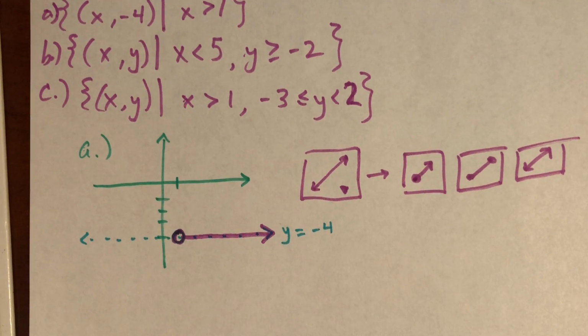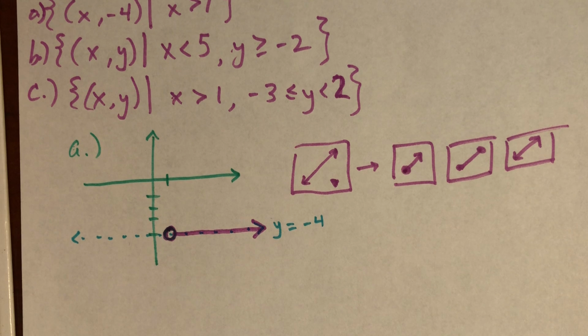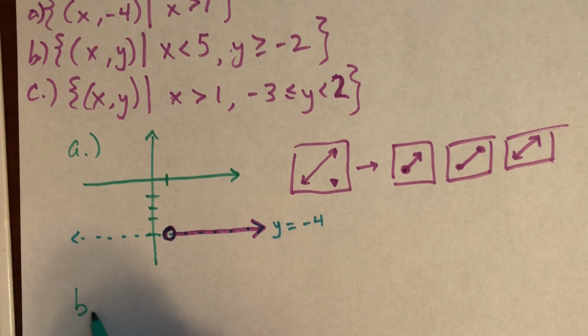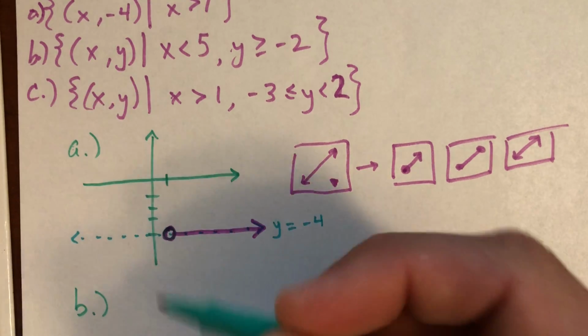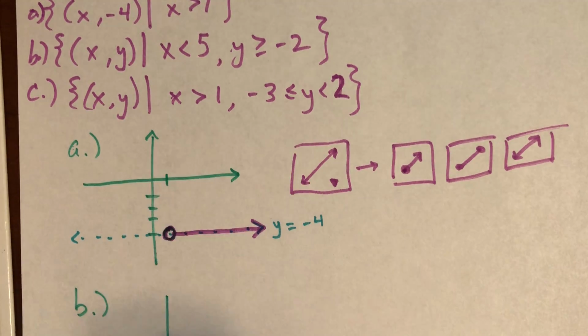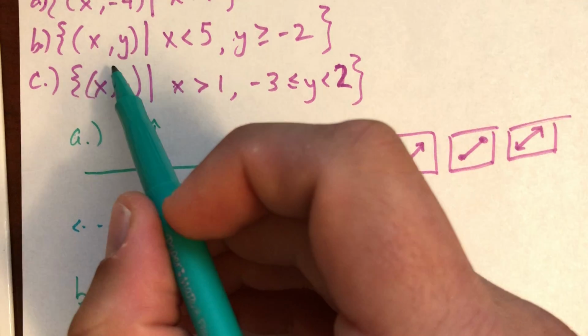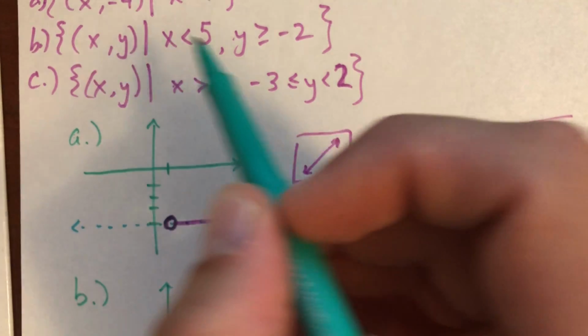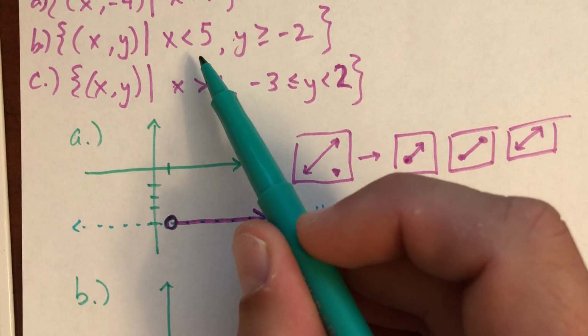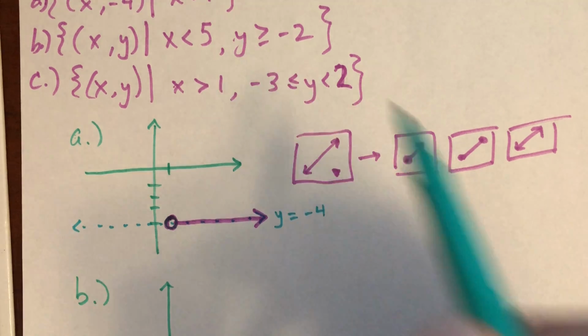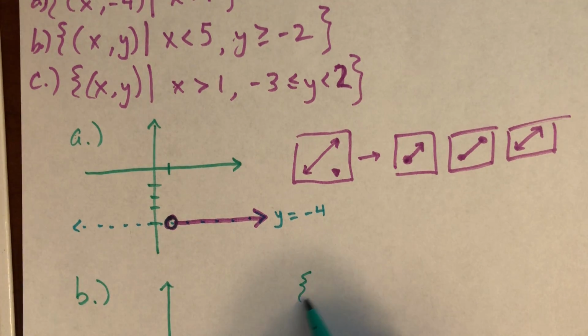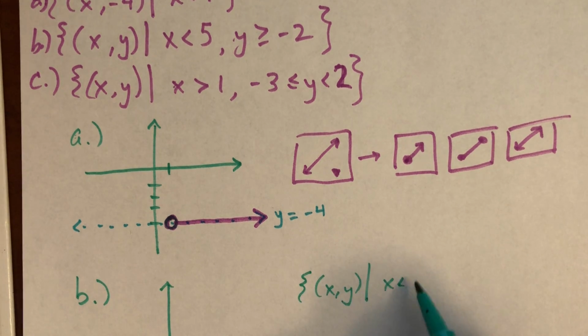All right, let's do the next one. We want to do B. I want to draw the set of all ordered pairs, so we're kind of in the same situation here. We're on a coordinate plane. We want the set of all ordered pairs so that x is less than 5 and y is bigger than or equal to 2. I'm just going to write this down again so I don't have to keep going up and down with this.